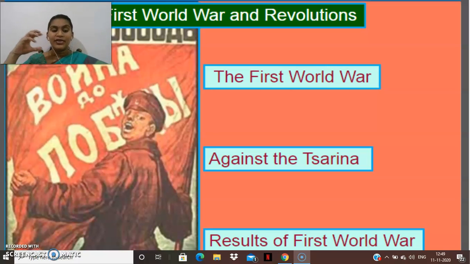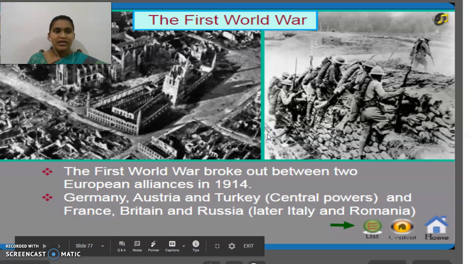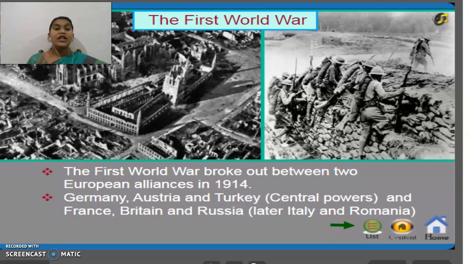So how did the First World War affect Russia? Let us see the First World War, the reaction against the Tsarina, and then the results of the First World War. If we start seeing about the First World War, there were two alliances. You can see here, children, the First World War broke out between two European alliances, two European groups, in 1914. From 1914 till 1917, they had this First World War. It started in the year 1914.